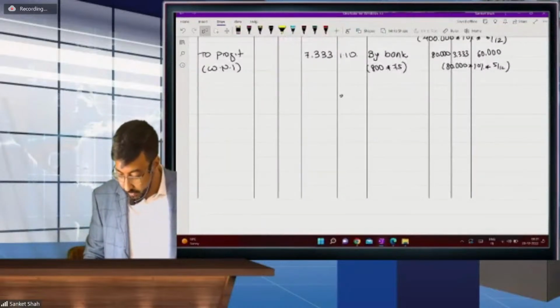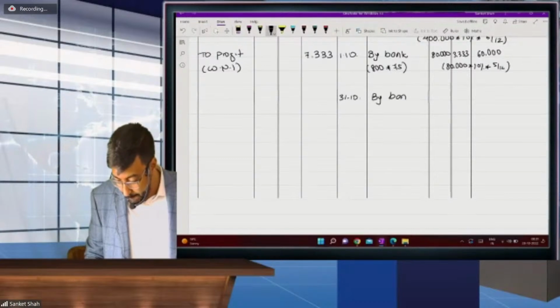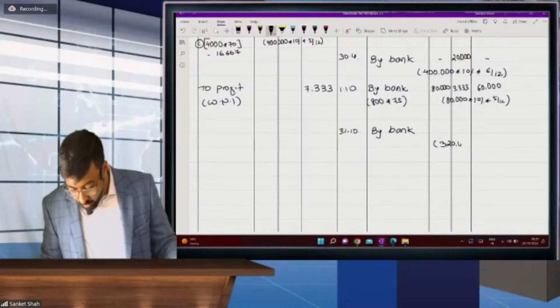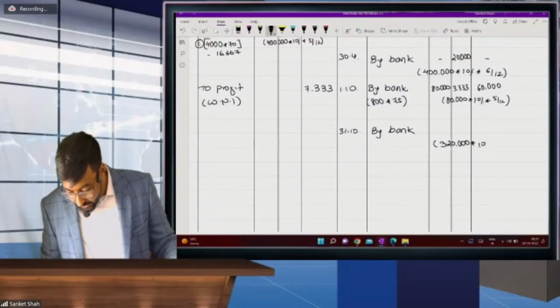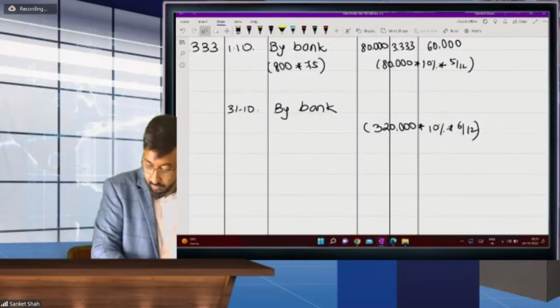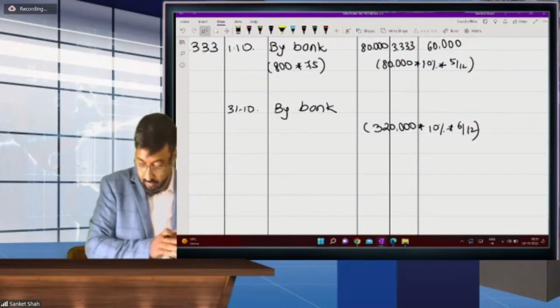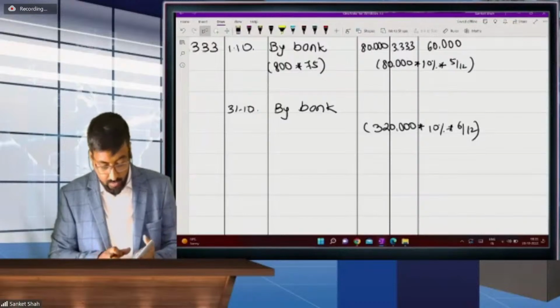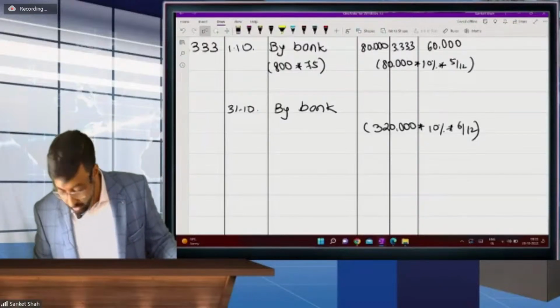1st October के बाद, 31st October. By bank. Again interest received. But now you will receive interest only on 3,20,000 into 10% into 6/12. So 16,000.